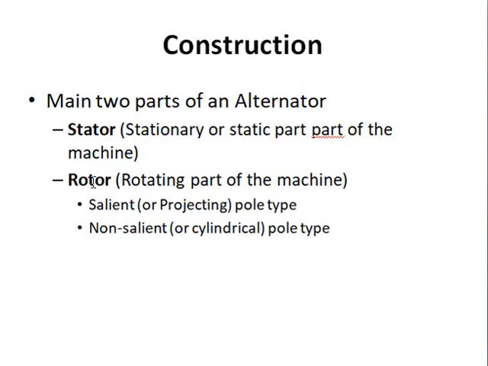And for this rotor, there are two types of rotors that we are going to see today. One is called a salient or projecting pole type. So salient or projecting pole type is one type of rotor. The second one is the non-salient or cylindrical pole type. These are the two types of rotors. So whenever we have to explain the construction of an alternator, we have to explain what the stator is, and then we have to explain the two types of rotors, salient and non-salient.